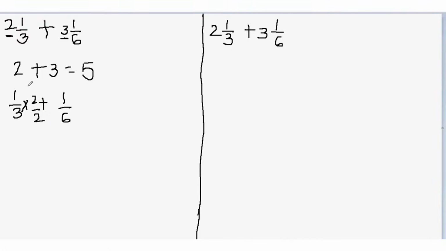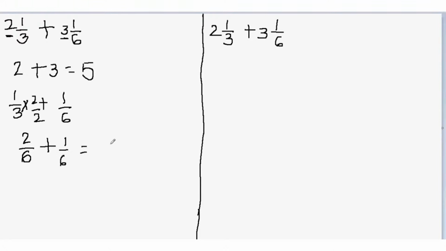So mathematically, I have not changed the value of this fraction, but I'm only trying to make the denominators equal. Now, I have to multiply the numerators and the denominators. So 1 times 2 will be 2 and 3 times 2 will be 6. So I have 2/6 and then plus 1/6.